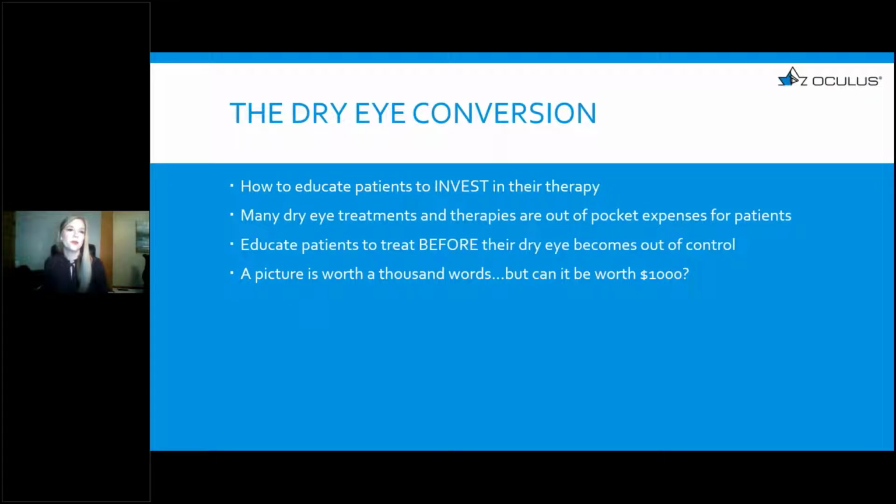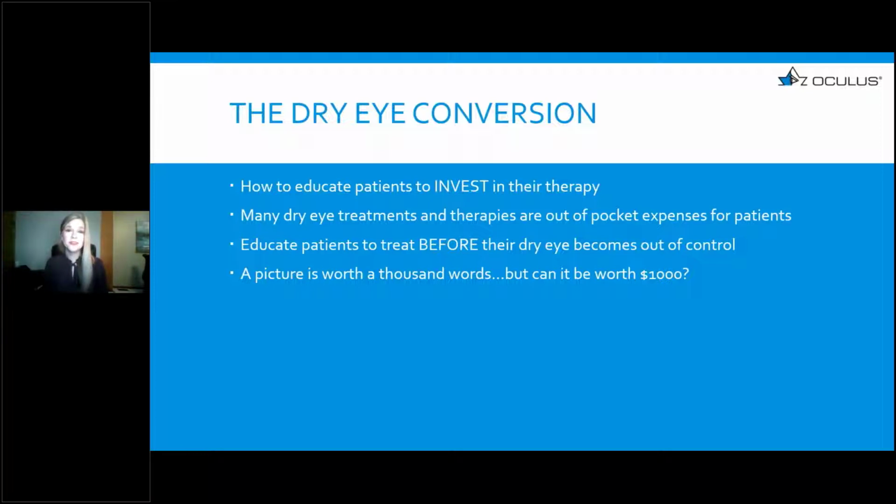So the hardest part about dry eye that I find is getting your patients to realize that they have a problem, right? It's just like an addict, right? The step one is admitting that you have a problem. So realizing that they have a problem, but also getting them to invest in therapy.